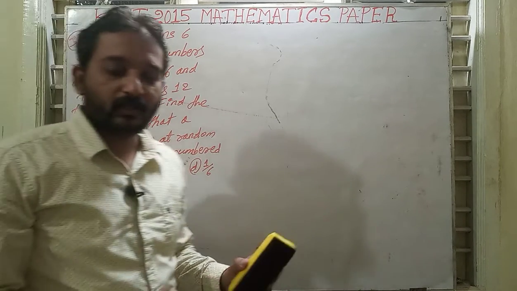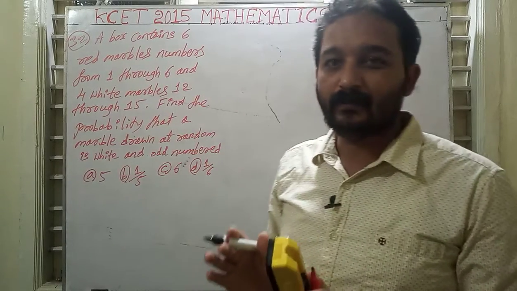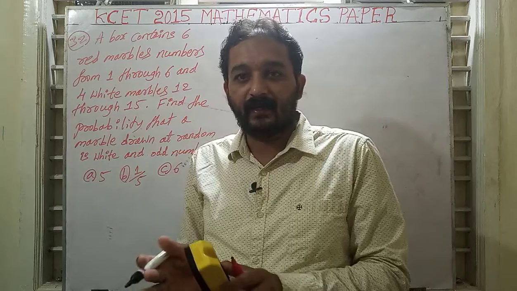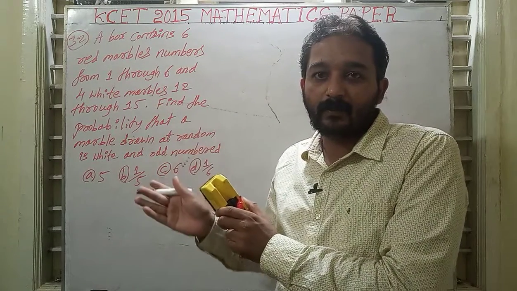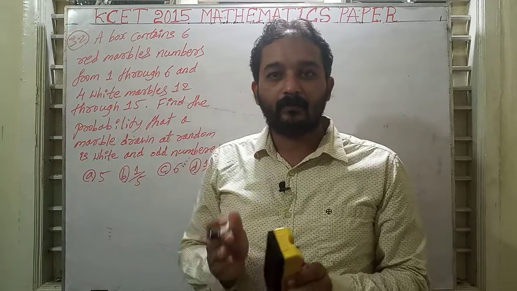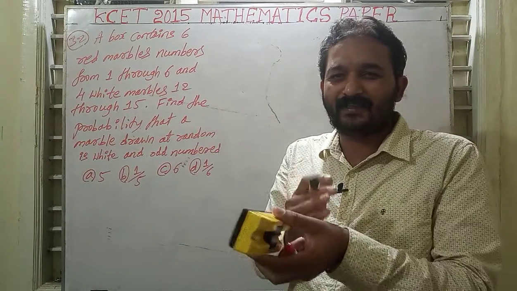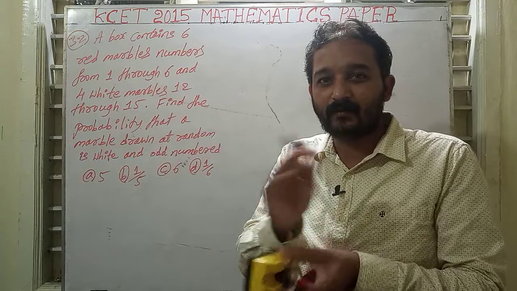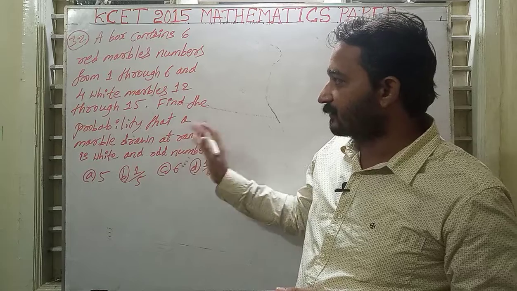So now let us move on to question number 32. This question is based on the chapter probability, which is in both first year and second year. This particularly belongs to the first year, on the definition of probability. So what is the definition of probability? Favorable cases divided by total cases. Using this formula we have to find the answer of this question.